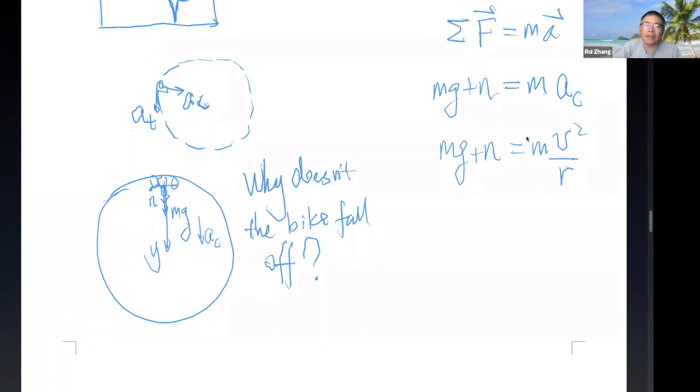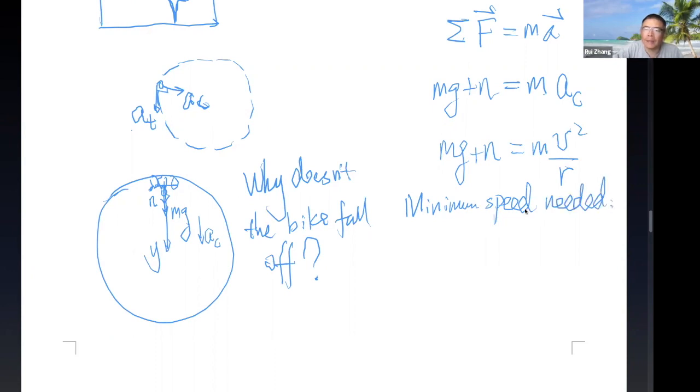So that means in order for this equation to be correct, we need to have some velocity here. We need to have some speed. That's our intuition. We feel like this guy has to move with a certain speed. What we can calculate is the so-called minimum speed needed.